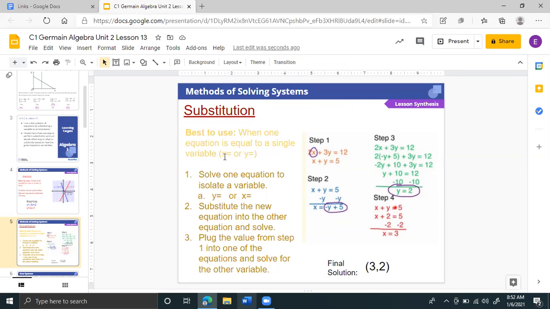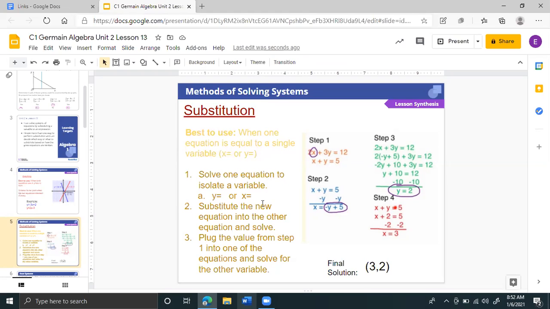Another good time to use substitution is when you have an equation that might not be isolated, but you have something like 5x plus y is equal to 14, where there is a single variable that you can easily manipulate and solve to isolate. So those were the two times that this is the best method to use.